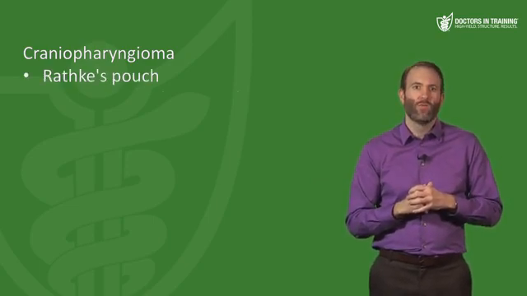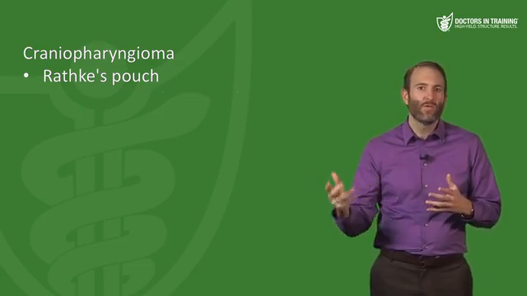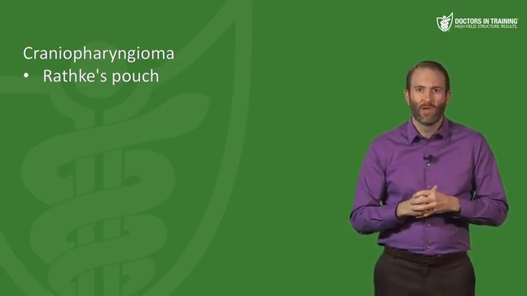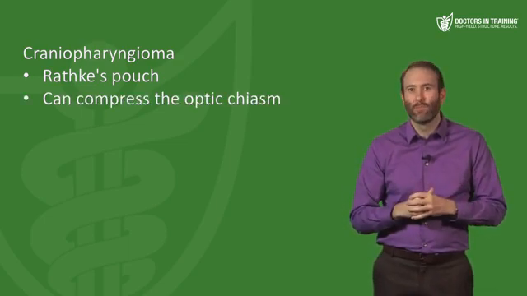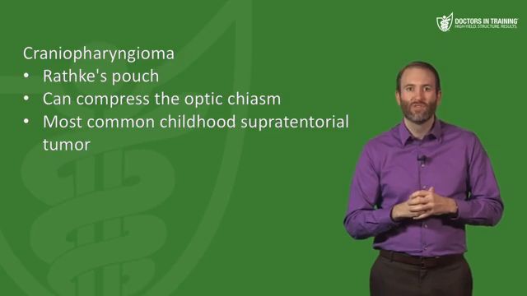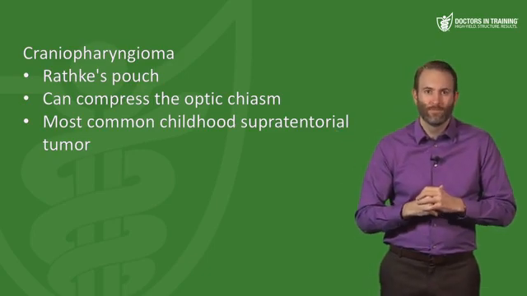So just like we saw with the pituitary adenomas in adults potentially. The craniopharyngioma, just like with pituitary adenomas, you can get the compression of the optic chiasm, and that's going to lead to bitemporal hemianopsia. And again, this is the most common childhood supratentorial tumor. Most of the other ones are going to be infratentorial.